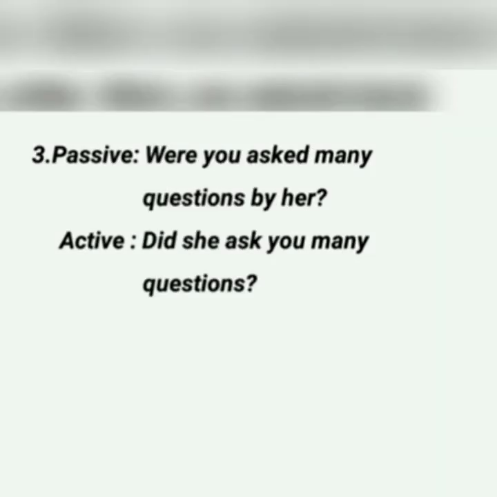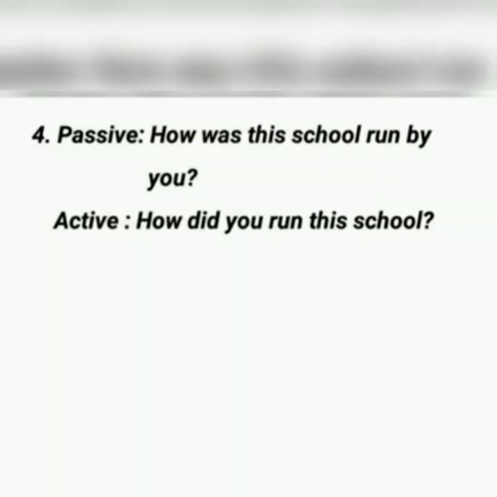Example 3, passive: Were you asked many questions by her? This is question form, and the object here is her. The subjective form is she. And we have to use the formula of did plus subject plus the first form of the verb in the active voice. Now let's change into active voice. Did she, the first form of asked is ask, ask you many questions. Did she ask you many questions?